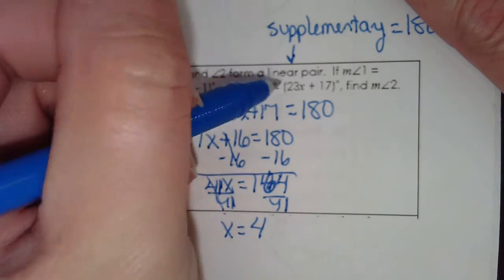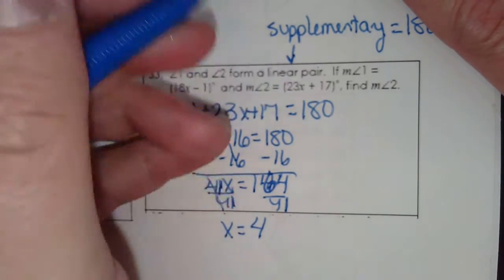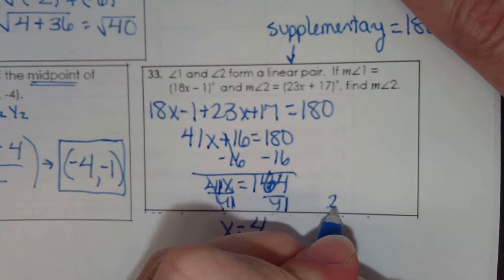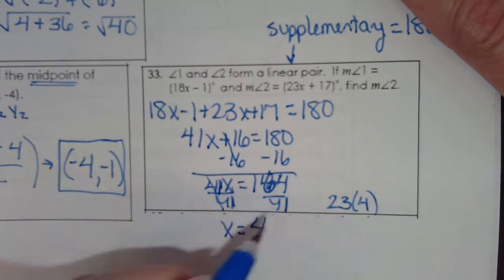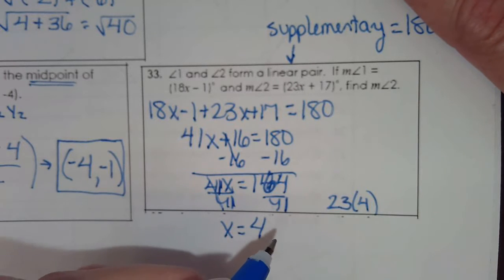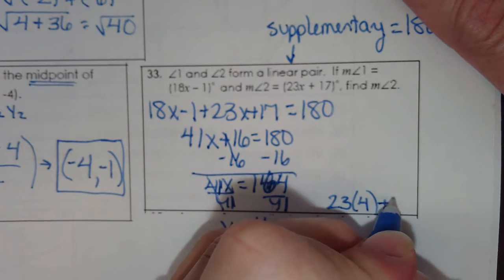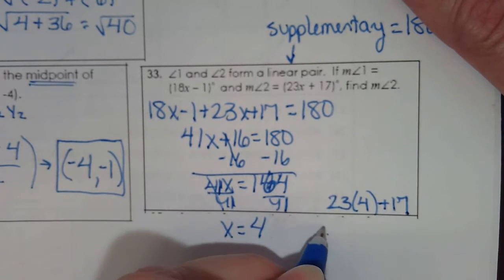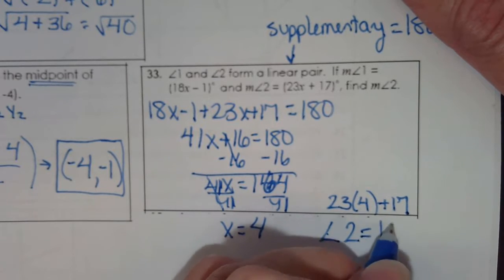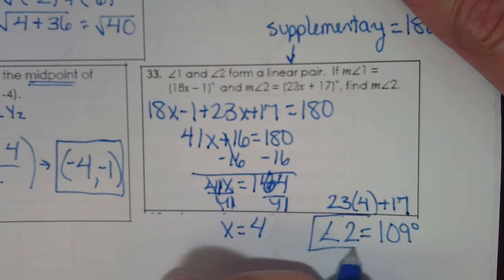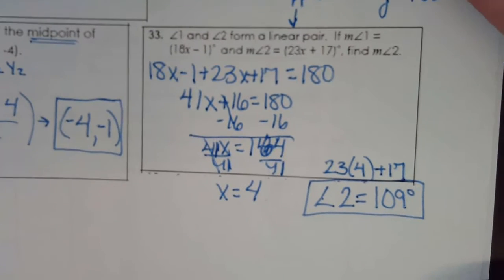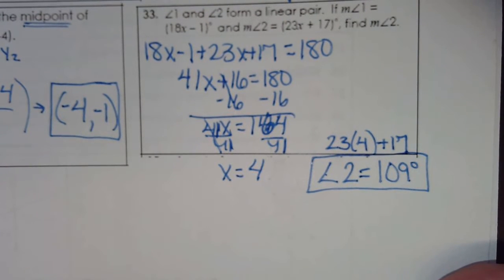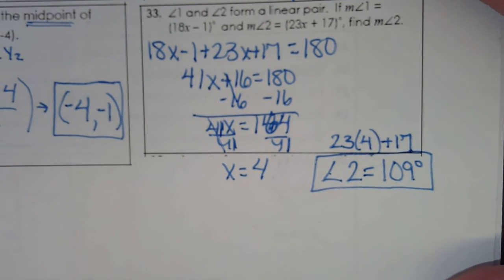Then to find the measure of angle 2, you take that 4 and you plug it back in. So you're going to do 23 times 4, 4, 8, 12, which is 92. 92 plus 17, you find the measure of angle 2 to be 109 degrees. Any questions on that front page?